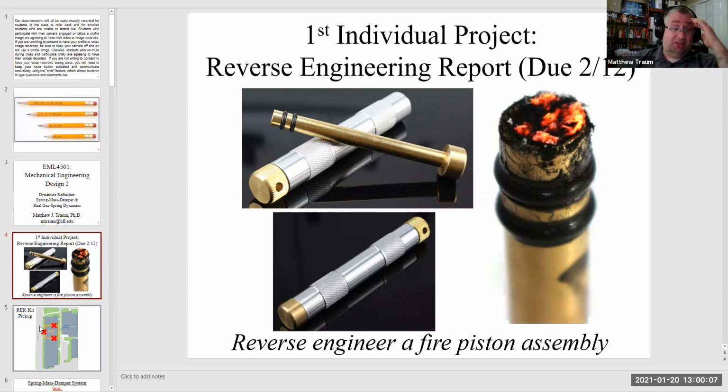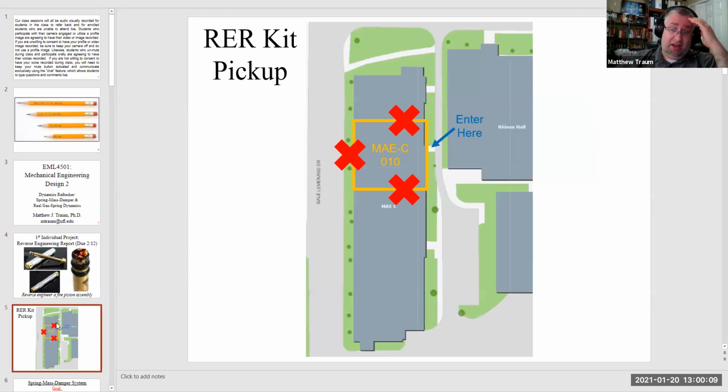If you did elect to pick up your kit, Noel is available today until 4 o'clock in the design lab at MAEC 010 to give you your kit. He's got them all boxed up, sitting on a table. The trick here is that we have to maintain COVID-19 pandemic protocol. So we cannot have more than a certain number of people in that space at any one time. Everybody has to be masked, cleared to come to campus, and maintaining social distancing.